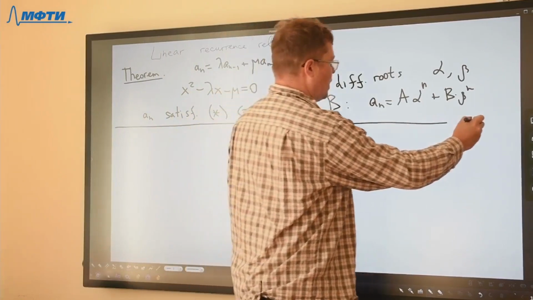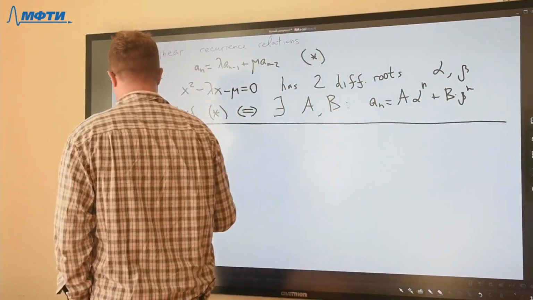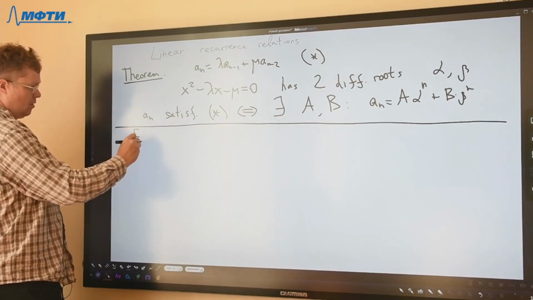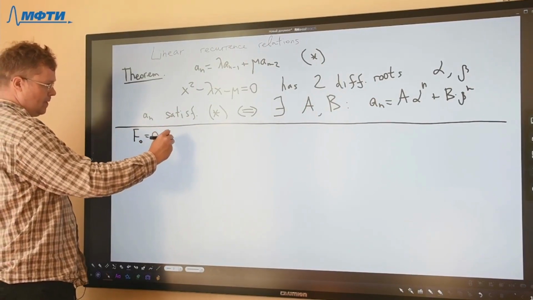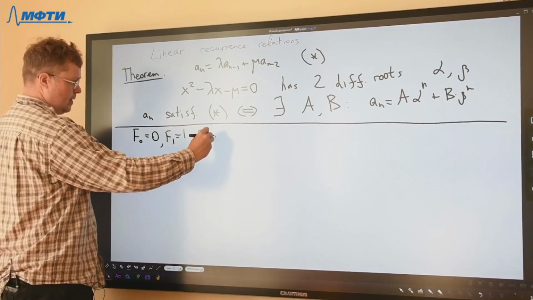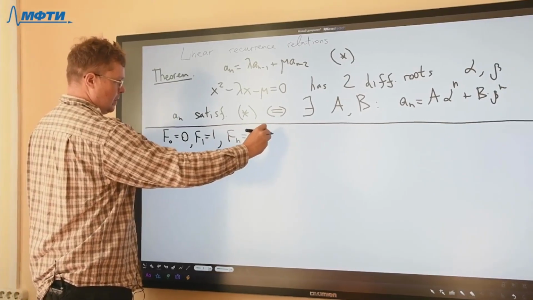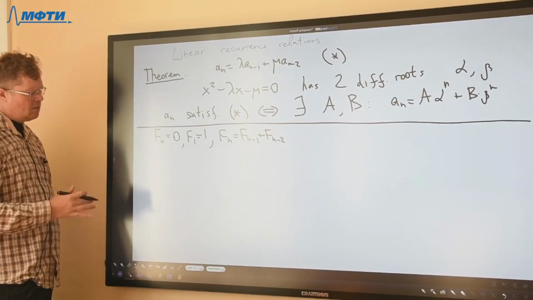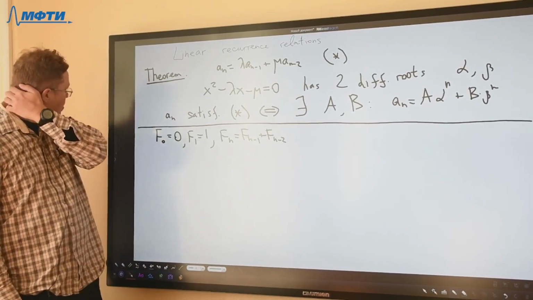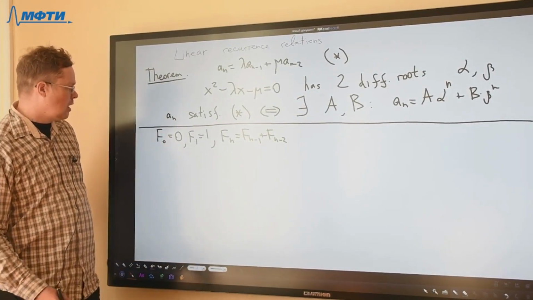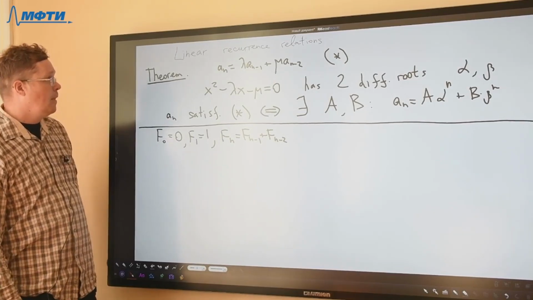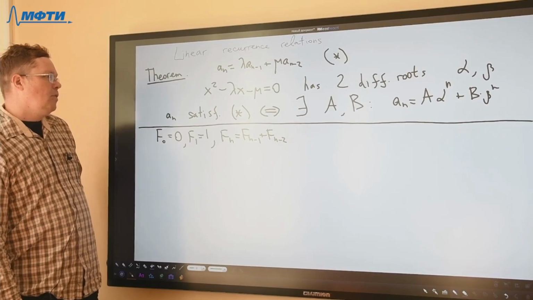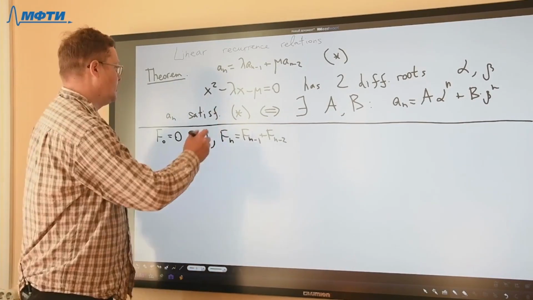And after that, we had a couple of examples, Fibonacci numbers, and there were just a couple of counting exercises. So first of all, what happens if we have one multiple root here?